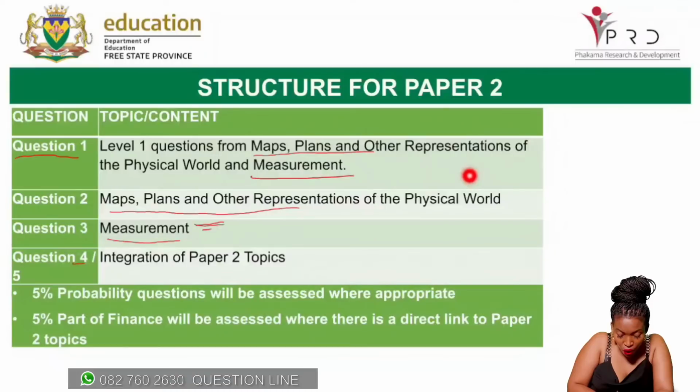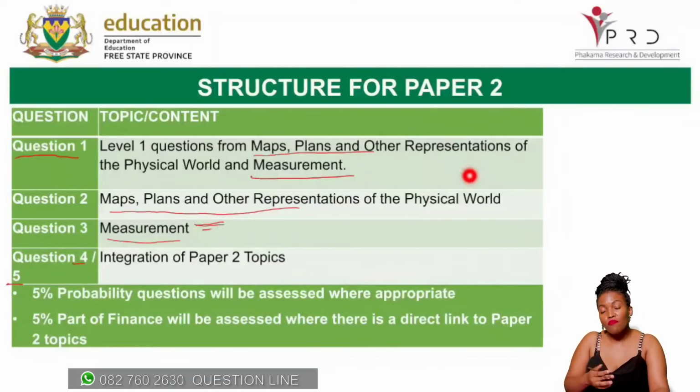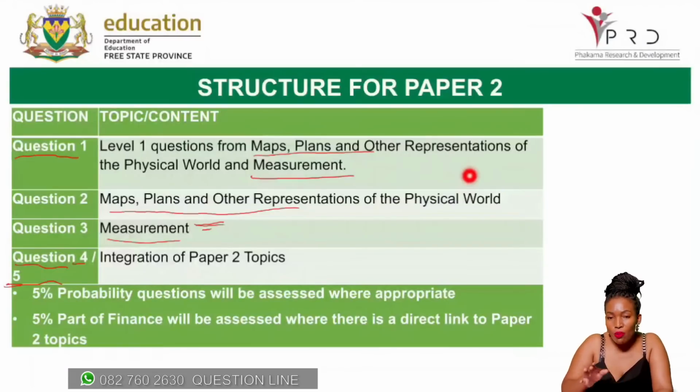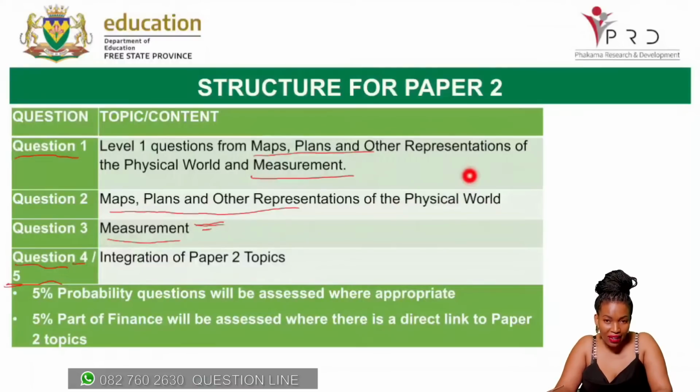And then your question 4 and your question 5 will have integration. Integration means that the topics are put together. That is where you'll see your measurement and your maps and plans put together. So you'll see those under question 4 and question 5. And the topic of probability, you can find it anywhere in the questions. You can find probability in question 1, question 2, question 3, question 4 or 5. So probability is a freestyler. It can be found anywhere.